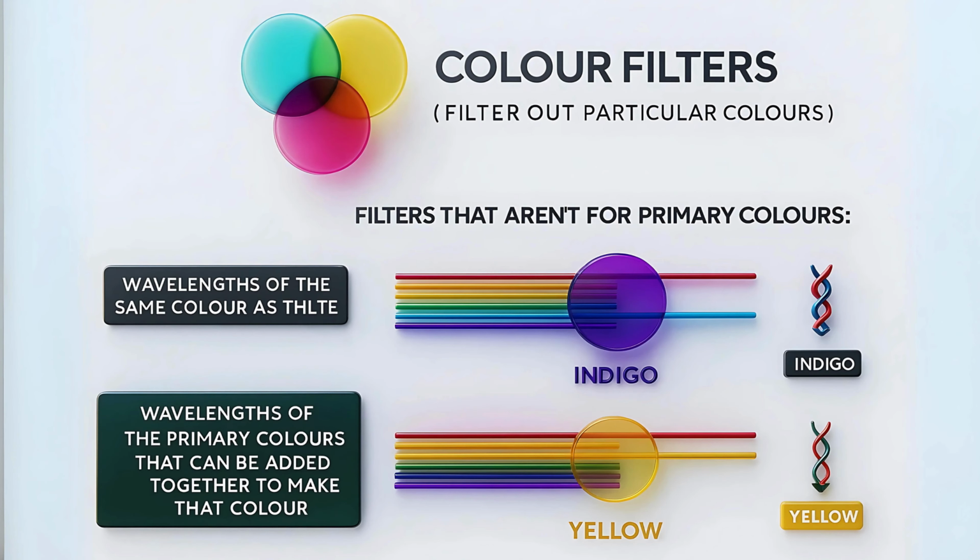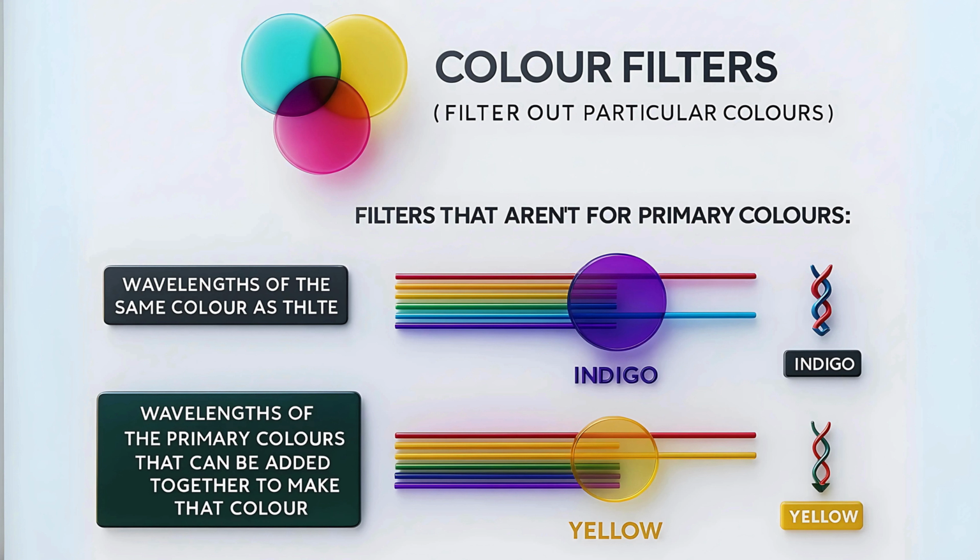There are also filters for colors that are not primary, such as yellow or indigo. These non-primary color filters work a bit differently. They allow light that is the same color as the filter to pass through, but they also permit the transmission of the specific combinations of primary colors that, when mixed, produce that color. For example, a yellow filter allows yellow light to pass through, but it also permits both red and green wavelengths, since red and green light together create the perception of yellow. Similarly, an indigo filter will transmit indigo wavelengths, but also allow blue and red light to pass through, because when blue and red combine, they form the color indigo.